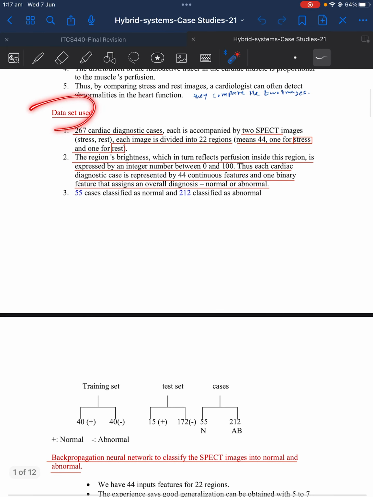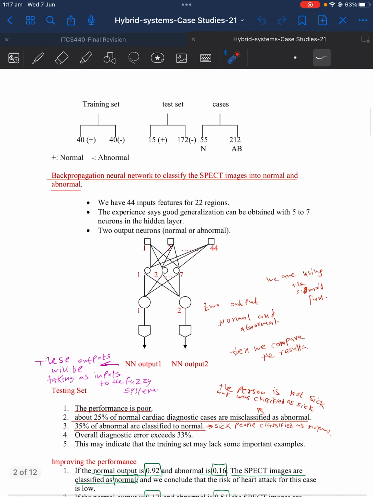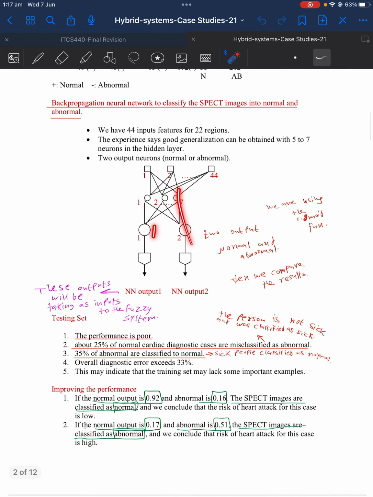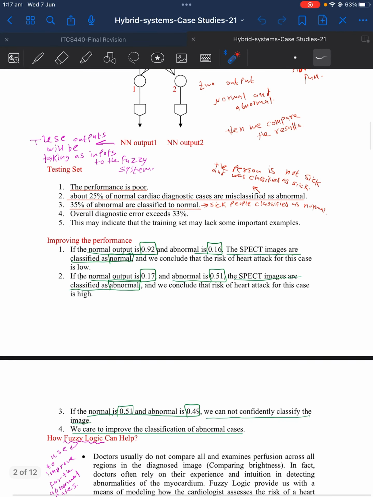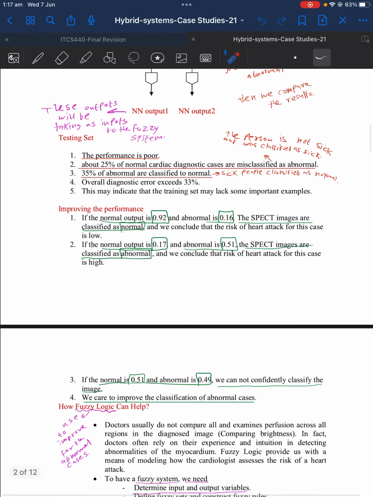For the data that was used, we have 267 cardiac diagnosis cases, two SPECT images, 44 divided by 2, so we have 22 regions. We will check the region brightness, which reflects the region, and we'll get a number between 0 and 100 for the diagnosis. As we can see here, we had two outputs, the first output and the second output, and we use a sigmoid function, okay?